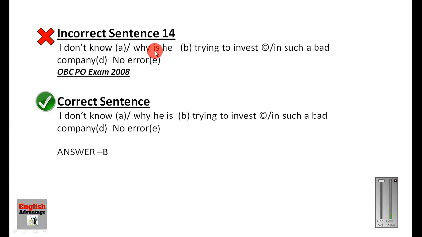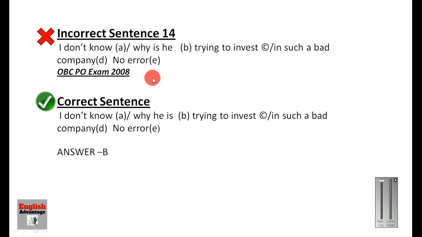Here the structure should be "why he is," because "why is he" represents a question structure, a question pattern. Now this is not a question but a statement. So it should be changed here, "why he is," not "why is he." "Why is he" we will write in a question, not a statement. So that is why this is the problematic part.